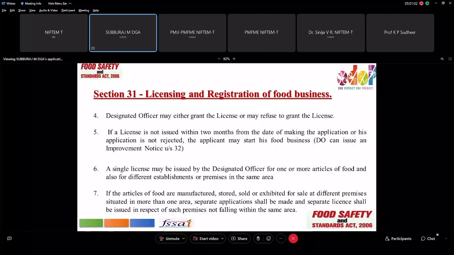There are two possibilities. If the application is okay, the designated officer will issue the license. If any defect is there, they may reject it. But before rejecting the application, they have to give an improvement notice under section 32, and then they have to hear from you.